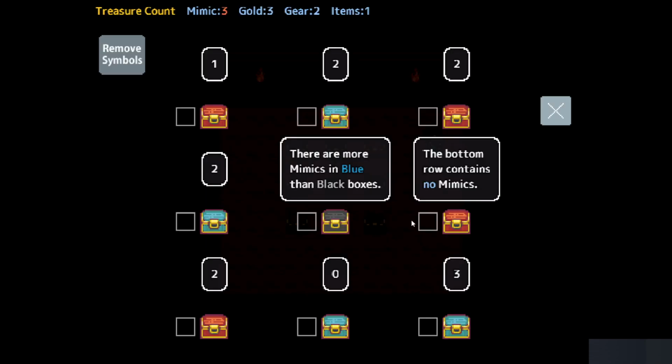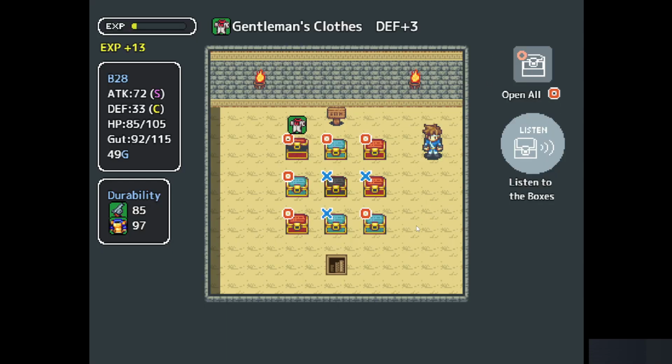Alright. The bottom row contains there are more mimics in blue than in black, so if this is telling the truth, then that's lying, that's lying, that's lying. Okay, sure. It's not just there are more mimics in blue than in black, it's tied. We got a bell.